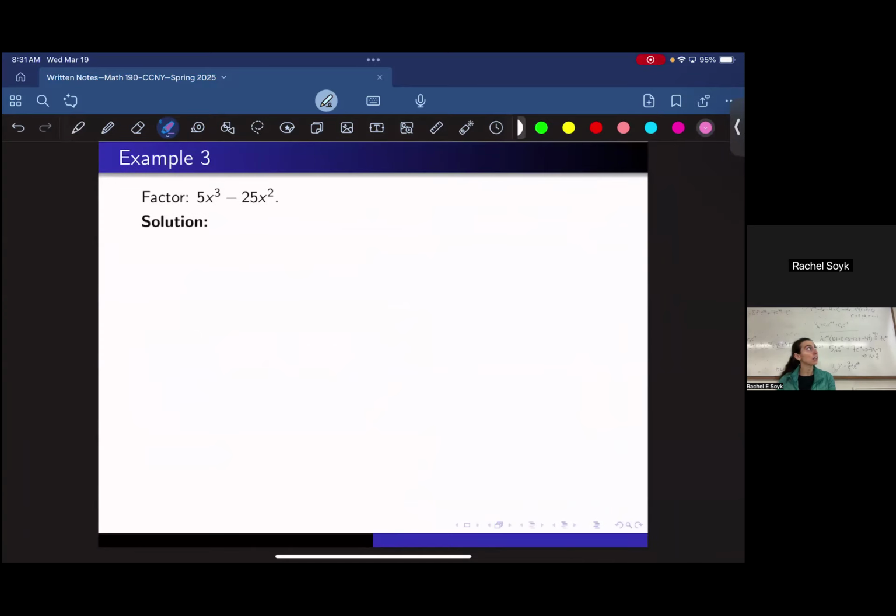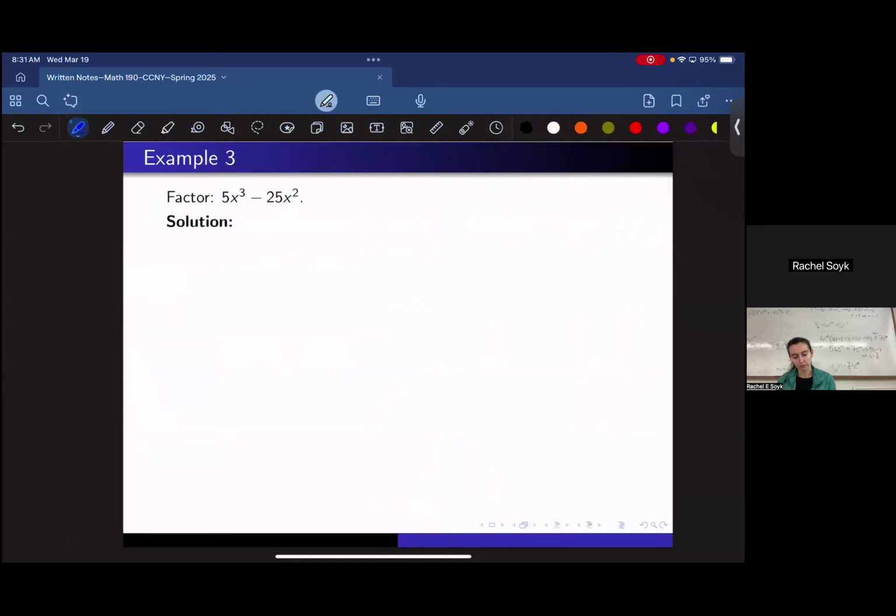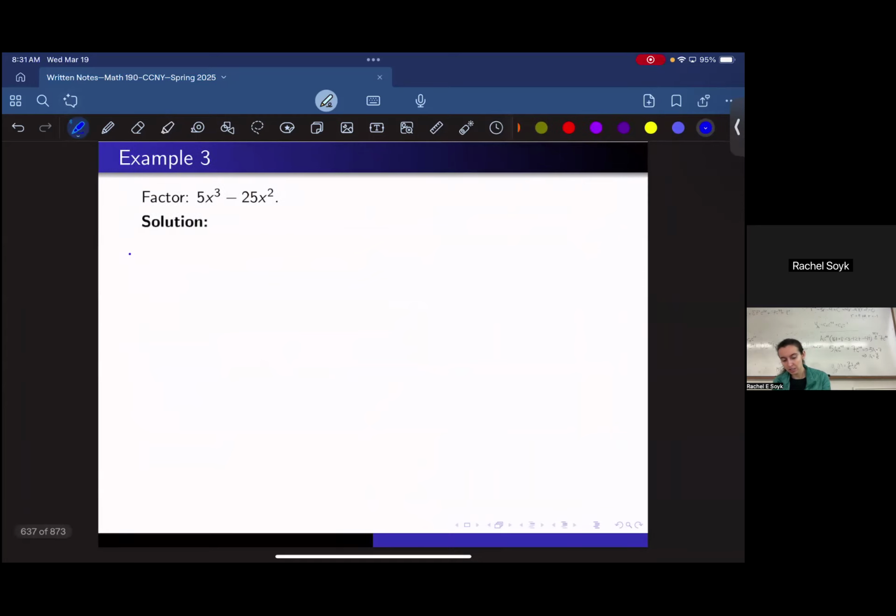Let's do another example together. Again, GCF. Look at the coefficients first. What can we pull out very easily? A 5. Then we're left with x to the third and negative 5x squared. Now let's look at the variables. What can we pull out? X squared, right? The lowest exponent. So now we're left with x and negative 5. And are we done? Yep.